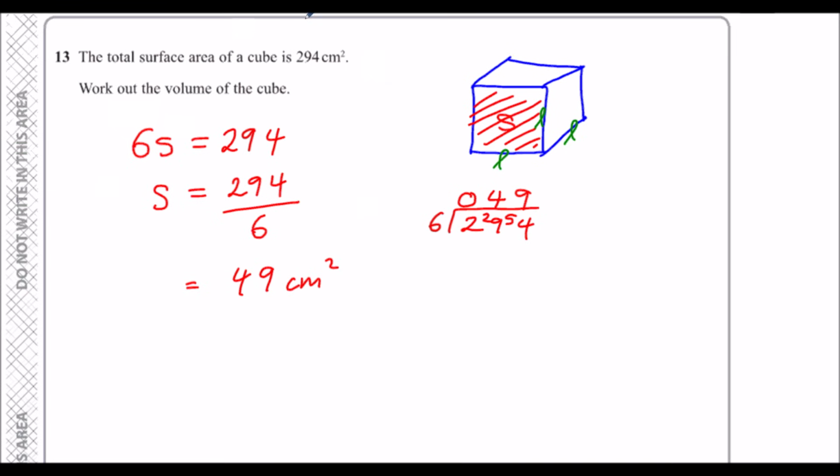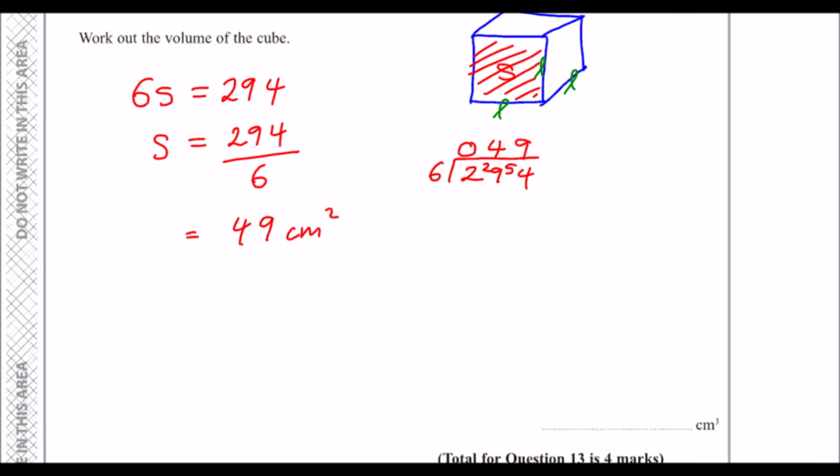So if we know the area of the surface, so we've got one surface here, the area is 49, and the length and the width are the same number. What number times itself makes 49?